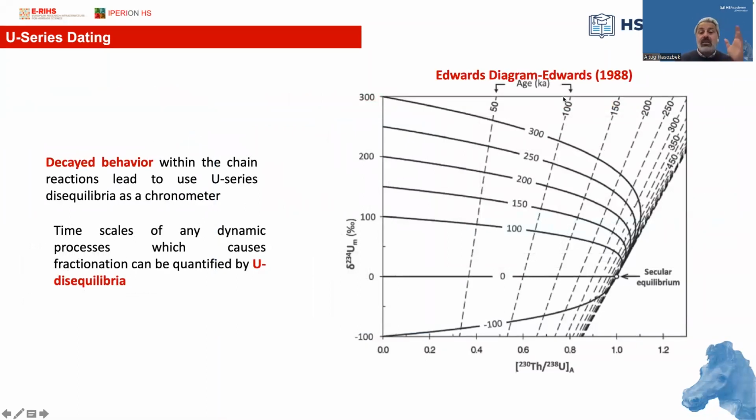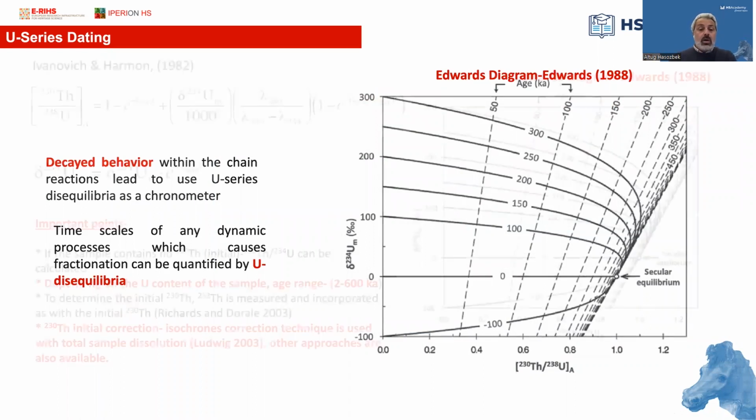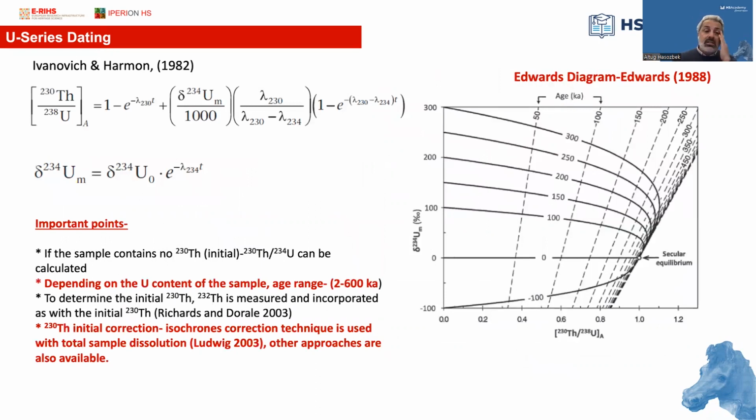So decay behavior within this chain is what allows us to use the uranium series disequilibrium as a chronometer. The time scales of any dynamic processes which cause any fractionation can be quantified by using this disequilibrium. I'm not going to go through the detailed formula, but basically the Ivanovich and Harmon formula is one of the commonly used.